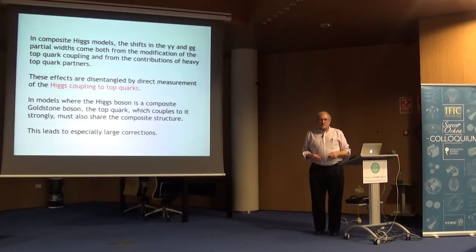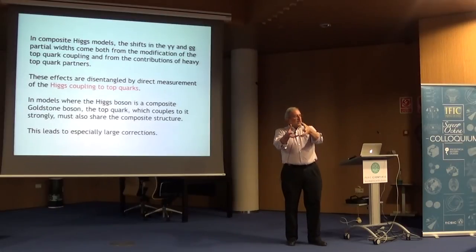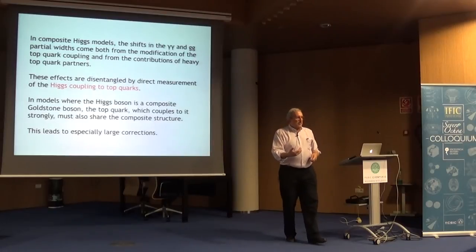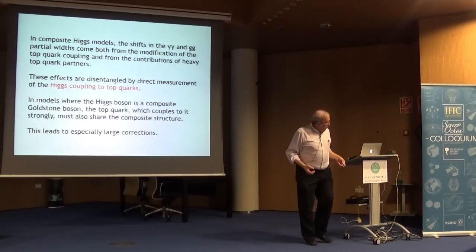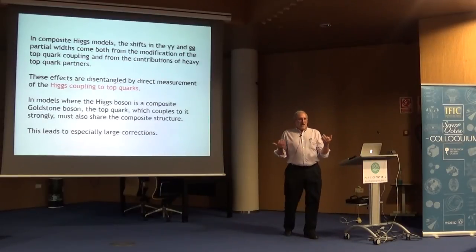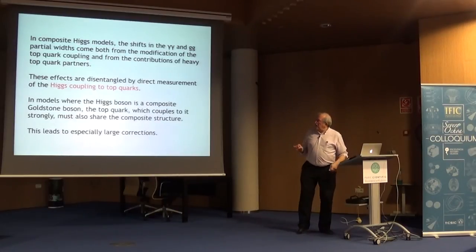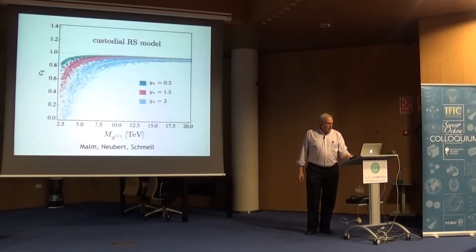And maybe I should say that there's some interesting ambiguity. If you have both corrections to the top quark from compositeness and the possible presence of new particles, but you can measure these loop decays and measure the direct coupling of the Higgs boson to the top quark using, for example, the diagram which is shown here, then you can disentangle these effects and figure out what comes from what. In models where the Higgs boson is composite, the top quark, as I said, typically is also composite, and you get especially large corrections.